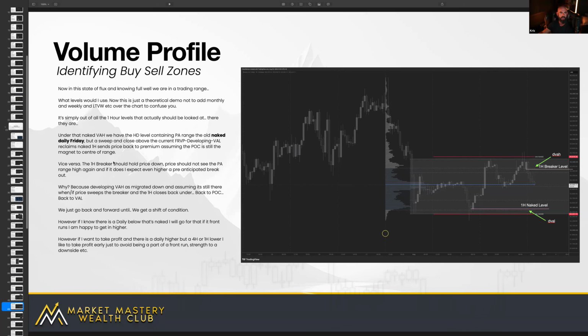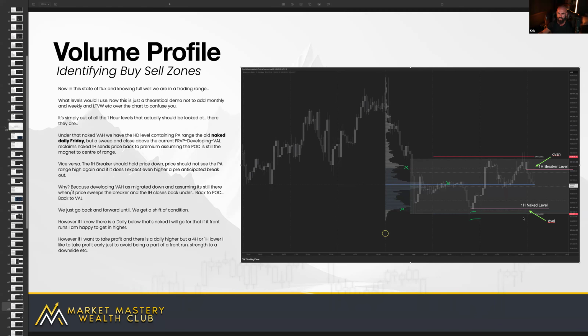That could be inside of here, but under the naked value area high, we have this HD level containing PA range, the old naked daily Friday. So under this VA up through here, this 1 hour breaker, we have a level. Keep moving that. We have this sort of a level through here, but we can see that this value area high is now a lot lower. There was the point of control I mentioned that's right in the middle, and then we have this value area low that sits in here.